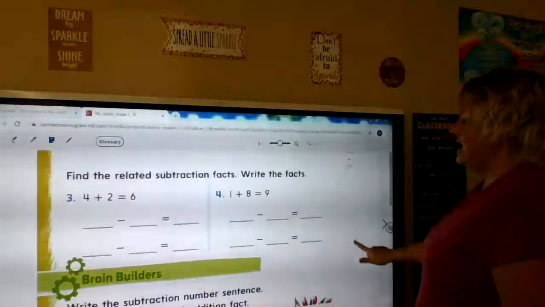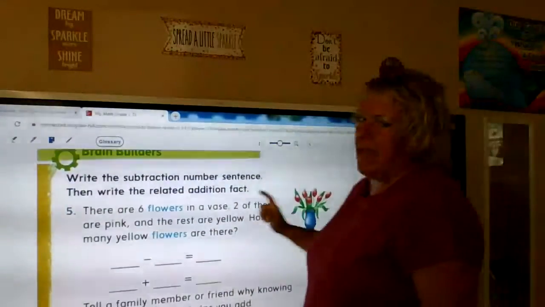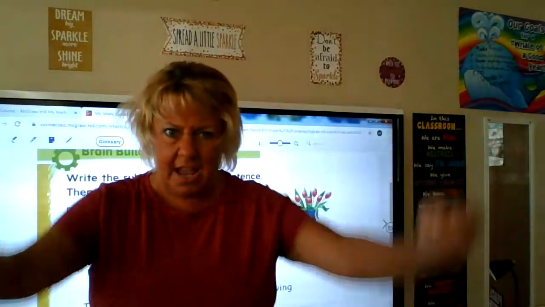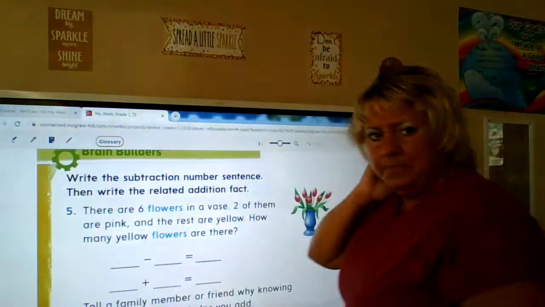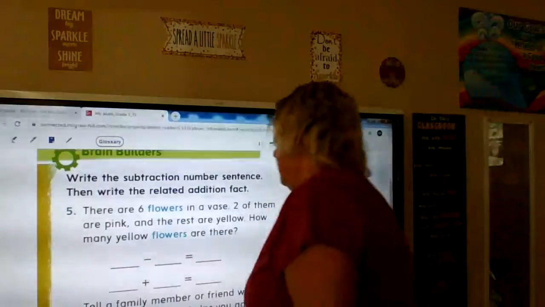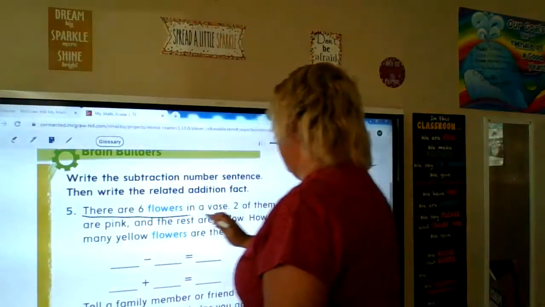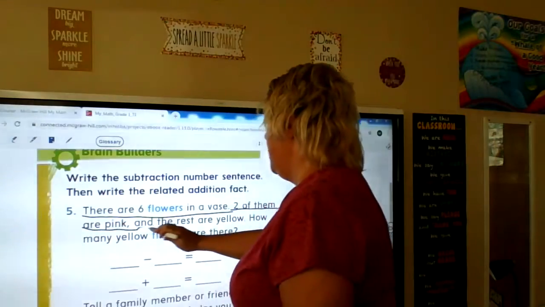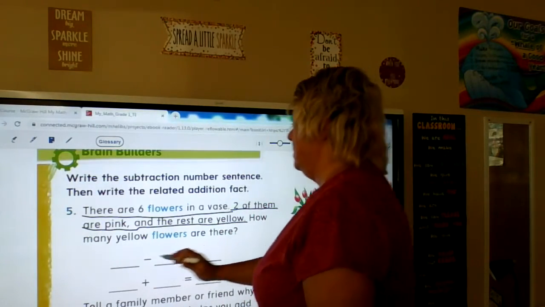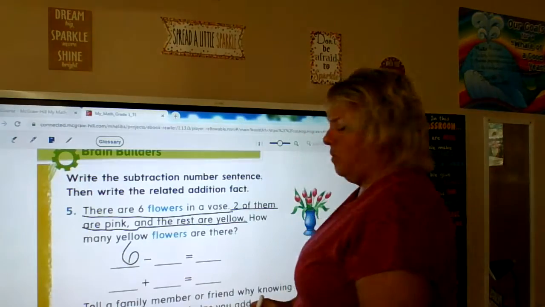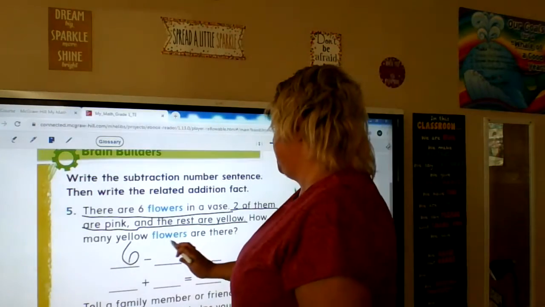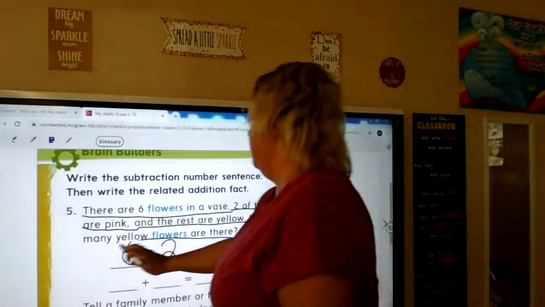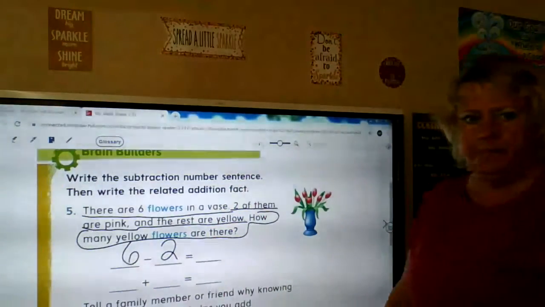If you got that right, give yourself a great big pat on the back. Yay! Good job, first grade. Yay, you're really learning. Okay, there are 6 flowers in a vase. 2 of them are pink and the rest are yellow. 6 flowers total, minus 2 are pink. How many yellow flowers are there?